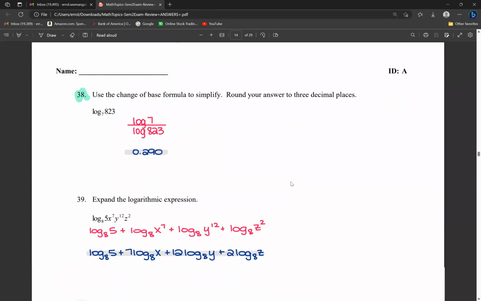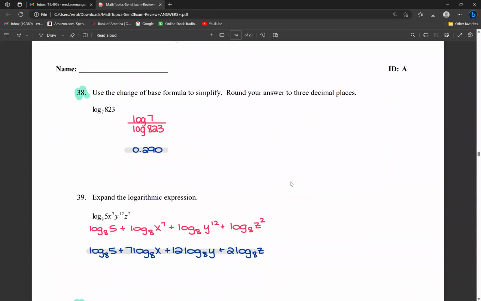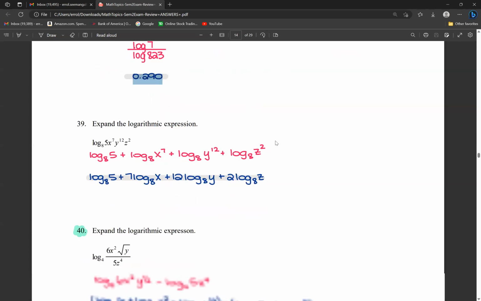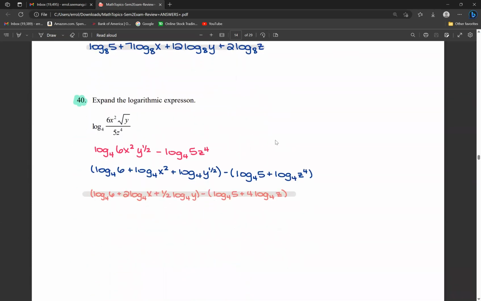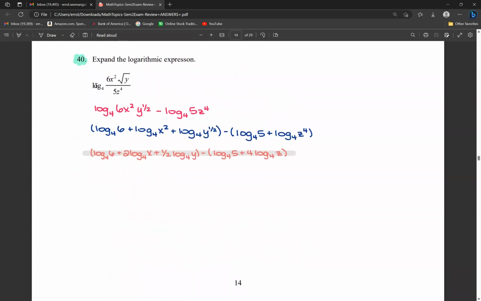38. Use the change of base formula to simplify. Round your answer to 3 decimals. Yeah, this one is just straight calculator work. Log 7 divided by log 823, and then whatever that works out to be. 40. Expand the log. Okay, same thing as 35, 36. They give you one big log and they want you to break it into several logs.